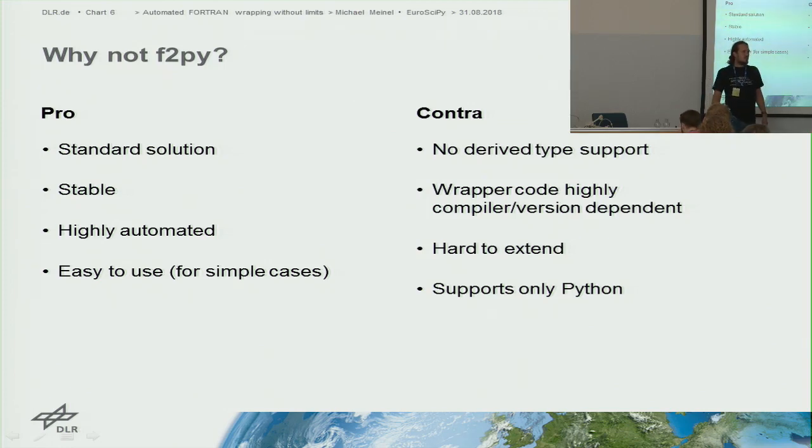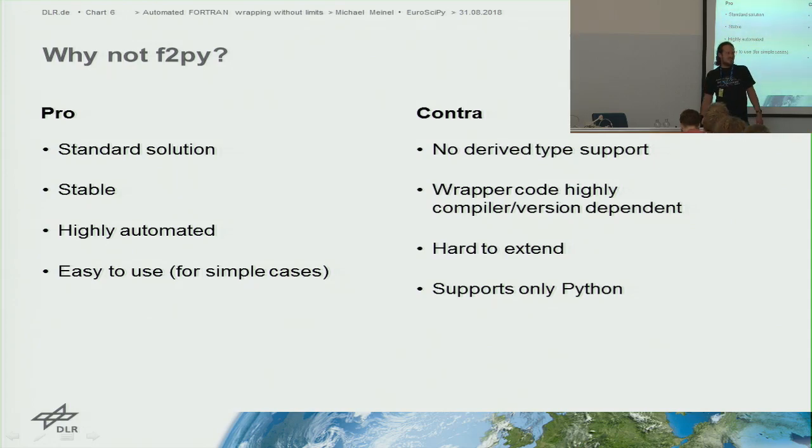Yeah, the wrapper code F2Py generates is highly compiler dependent. We use a range of different compilers. Some of them are supported, some of them are not supported anymore because they are really old. Yeah, and so I started first looking into F2Py, whether I can extend it for derived data types, and I gave up this path after, I think, 2 or 3 days looking into the code and trying to extend it.